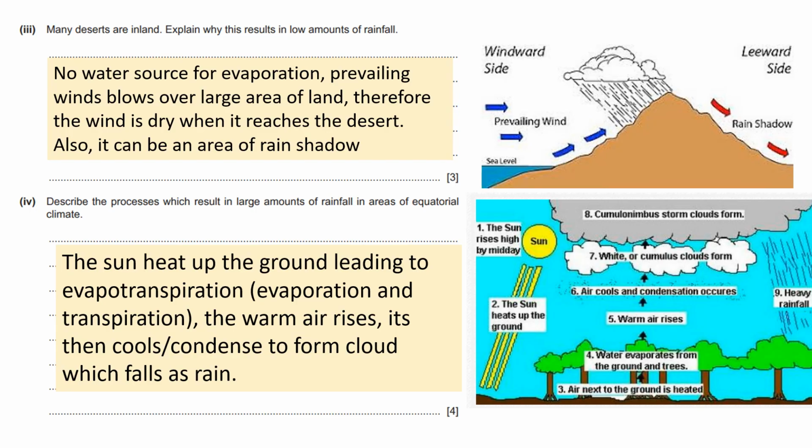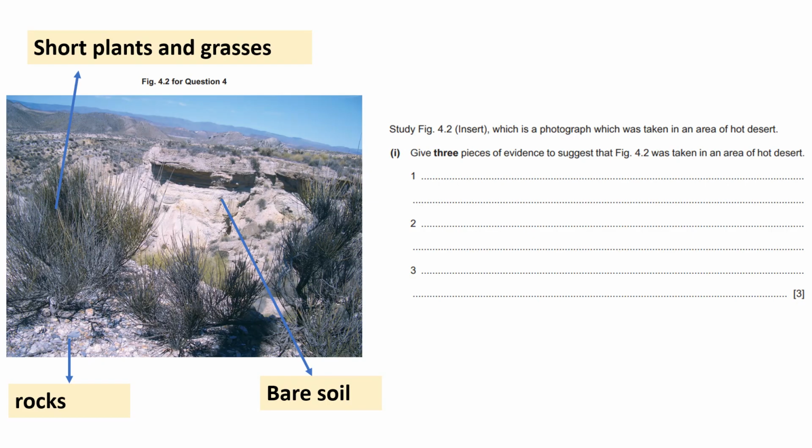That's it. That's why equatorial regions have a high amount of rainfall. Now, we have this question here. They said short plants and grasses. So we have an insert, sorry, and I've said it earlier. Once you're given an insert, try to label as many features as you can see.